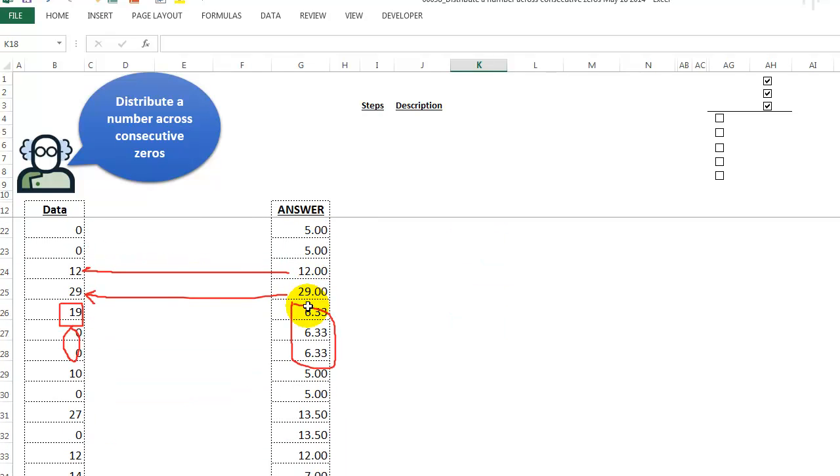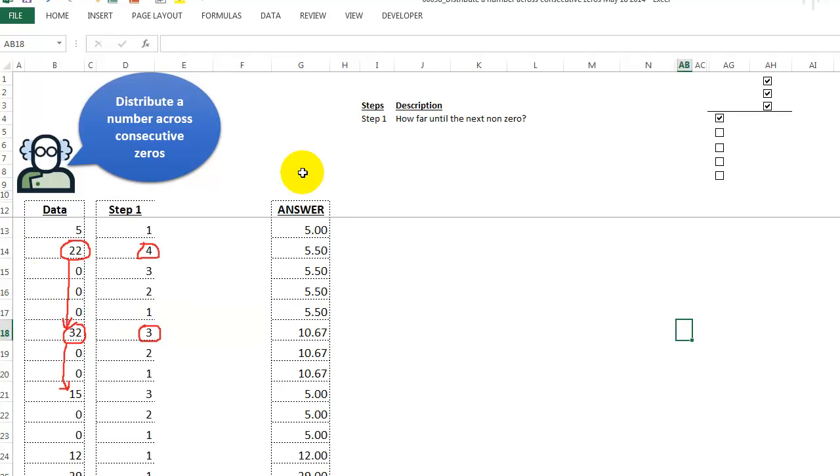Let's take another example. If we have a 12, let's say this number, followed by another non-zero, we simply put the 12 over here. The same for the 29. It's followed by a 19. That's not a 0. We put the 29 here. But once again, we are getting a value of 19 followed by 2 zeros. So we want to take that 19 and divide it by 3, so that if we add up these 3 numbers, it goes back and adds up to the number 19.